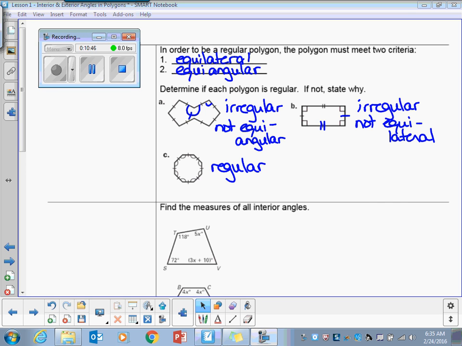Yes, by the way, you are expected to know the names of your polygons. 3 sides triangle, 4 sides quadrilateral, 5 is pentagon, 6 is hexagon, 7 is either septagon, S-E-P-T-A, or sextagon, S-E-X-T-A, octagon, nonagon, decagon. Okay, look up an 11-gon. 12-gon is dodecagon, and after that we just name the sides, 13-gon, 14-gon, 15-gon. But I will offer bonus on the first quiz if you know the name for an 11-gon.